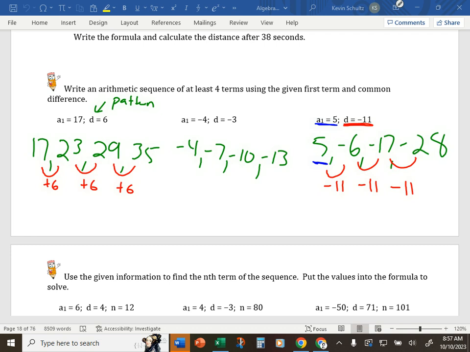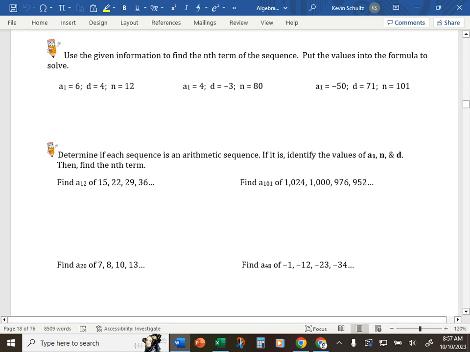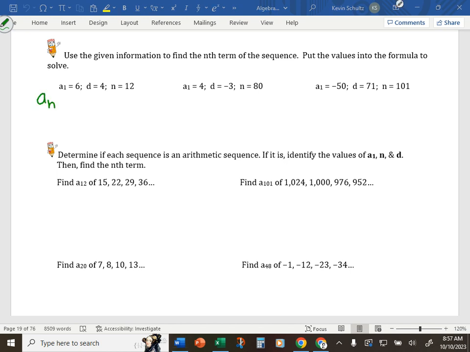Okay? Let's move on. Now it says, use the given information to find the nth term of the sequence. Put the values into the formula to solve. So let's just write this formula out again. AN equals A1, the first term, plus n minus 1 times D.